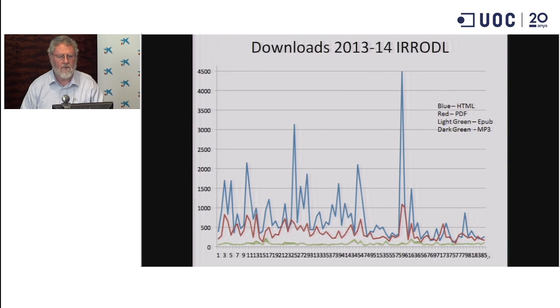And although they're small, it's an average of about 70 downloads per article. It is not insignificant. I mean, there are people who are depending on the EPUB and the MP3 format. The MP3, of course, is an audio format, and for visually impaired people, it's used quite extensively.